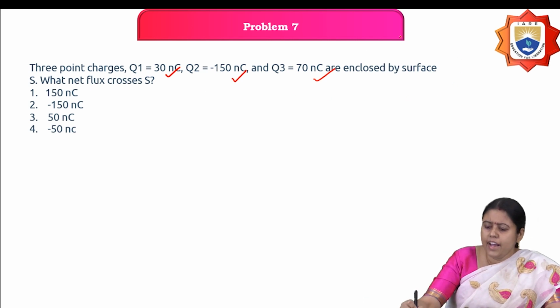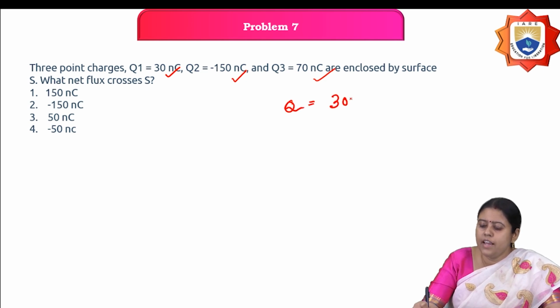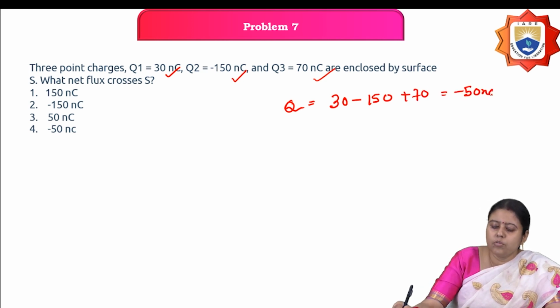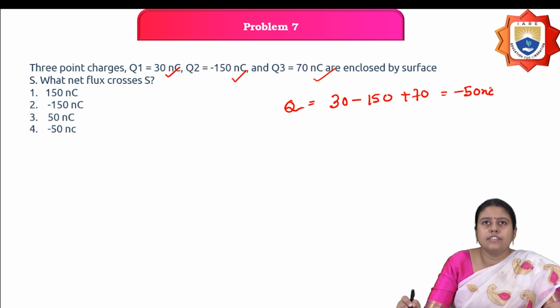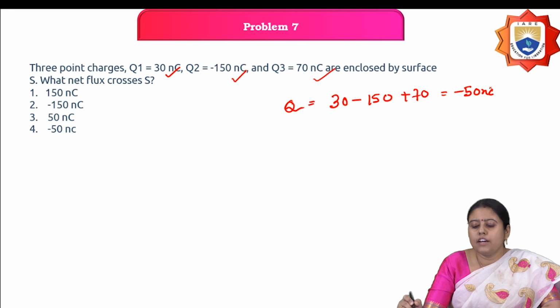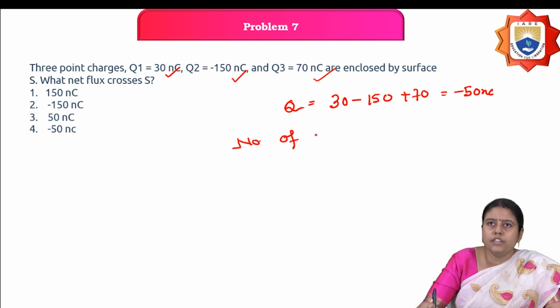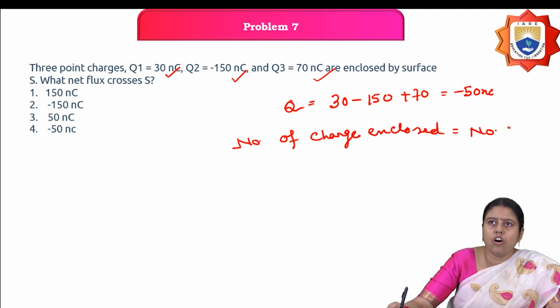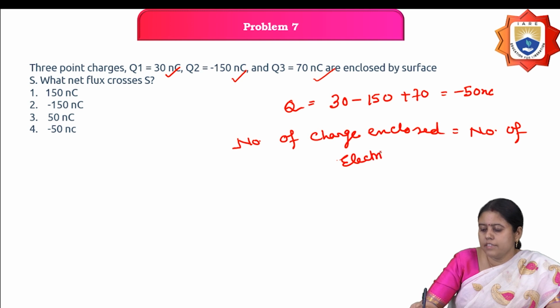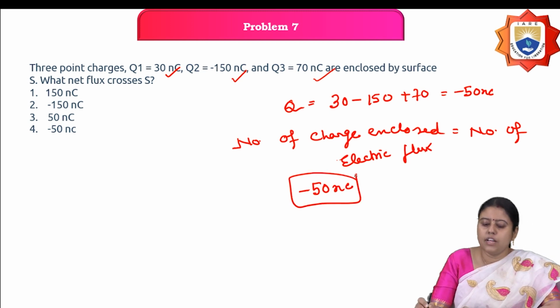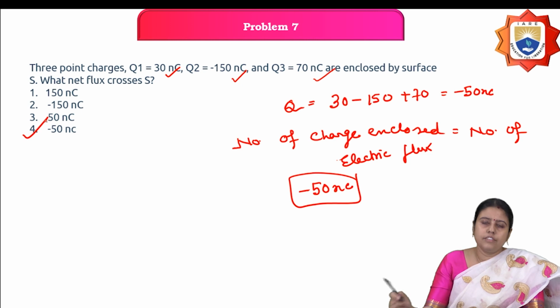So in a point charge, a charge is enclosed by the total number. So what is the total charge? Total charge is equal to 30 minus 150 plus 70. So it is minus 50 nanocoulomb. So we have to calculate the surface charge. We know from the Gauss law, what the Gauss law told? Gauss law told that the number of charge enclosed is equal to number of electric flux. So we got here minus 50 nanocoulomb is the total number of the electric flux. So answer 4 is the correct answer.